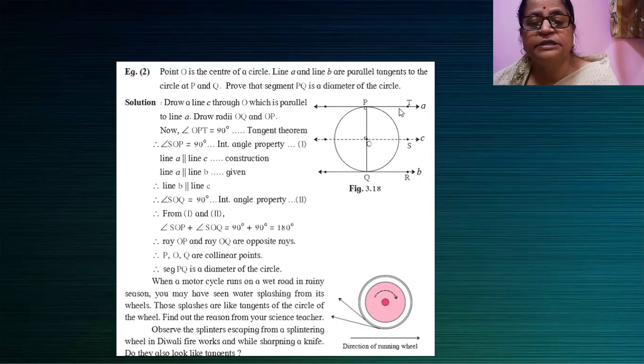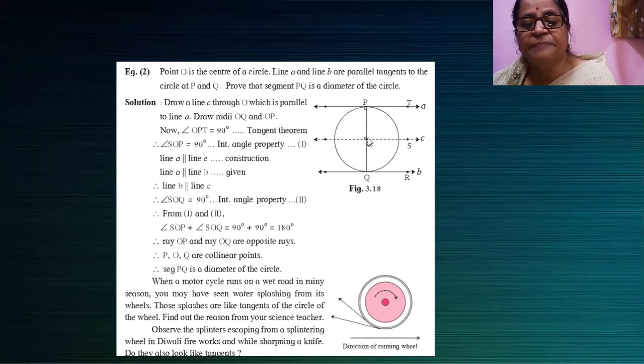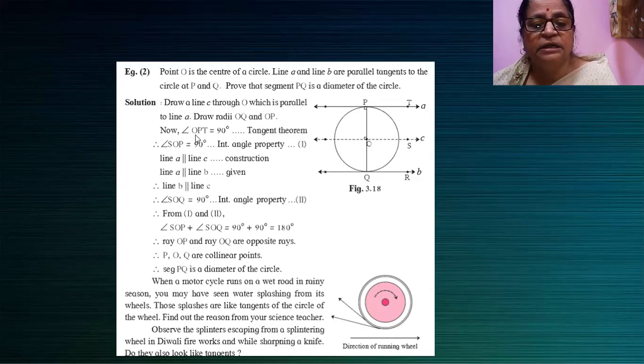show that PQ is a diameter of this circle. Then what is given? They have drawn from point P and point Q two parallel lines, line A and line B. And here C is constructed parallel to line A. Then it is given that angle OPT is 90 degrees. Here it is perpendicular, so it is 90 degrees. Then SOQ is also 90 degrees by the interior angle property.